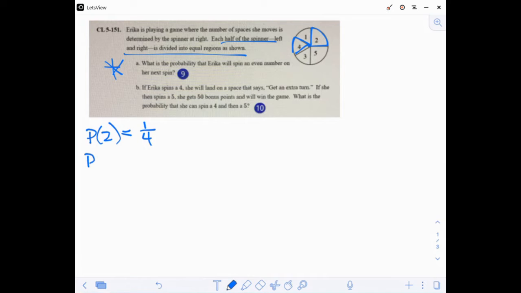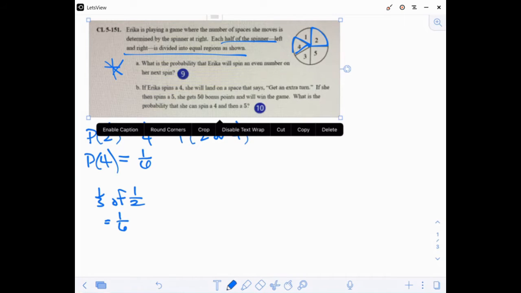The probability of getting a 4, that's again half of the circle broken up into thirds, right? So a third of a half, well, that's 1/6. Again, a third of a half, that's going to be 1/6. So it's 1/6 probability of getting that 4. So I want to figure out the probability of getting the 2 or a 4. Those are my only two even numbers on the spinner.